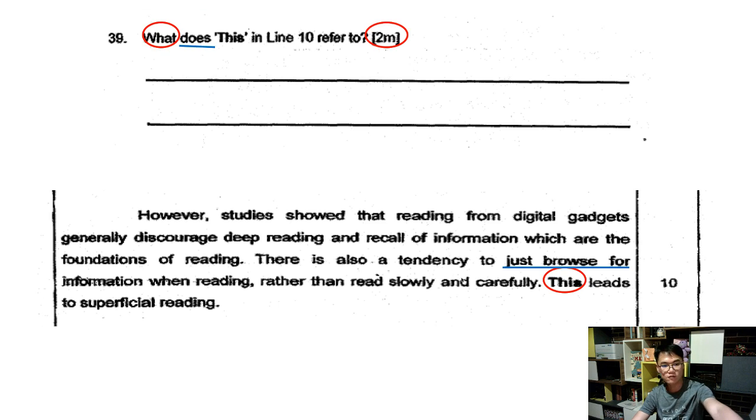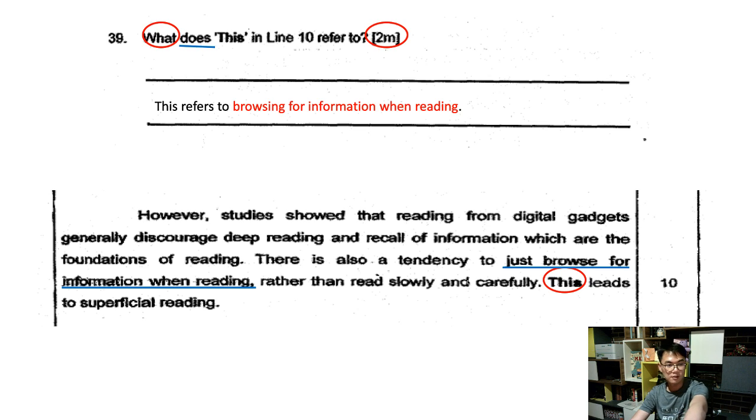So just browse for information. This refers to browsing for information when reading. The rather than read slowly and carefully is actually not necessary, because rather than means the opposite of browsing for information. So I don't need the opposite. I just need what this is. This is browsing for information when reading, and the opposite of that is reading slowly and carefully.